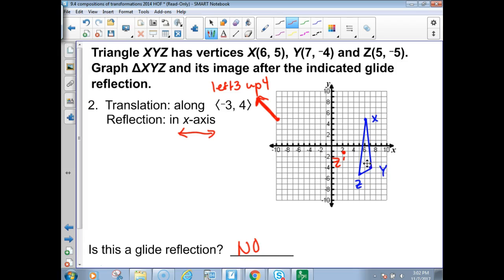moving the points. 1, 2, 3, 1, 2, 3, 4. 1, 2, 3, 1, 2, 3, 4.